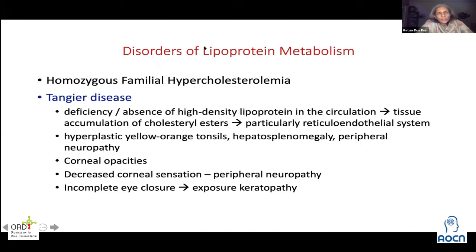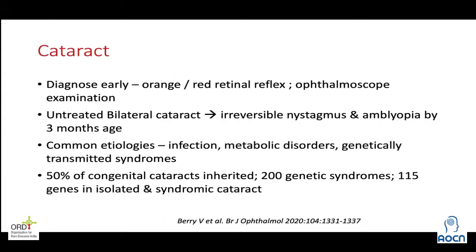So in addition to this disorder of lipoprotein metabolism, we also have Tangier disease. I've never seen a patient, but this is really because of low levels of high density lipoprotein. And it's very easy to diagnose because of the presence of these large orange tonsils because of the deposition of cholesterol ester, especially in the reticuloendothelial system. You have organomegaly, and you have corneal opacities in these patients. And you can also have an exposure keratopathy.